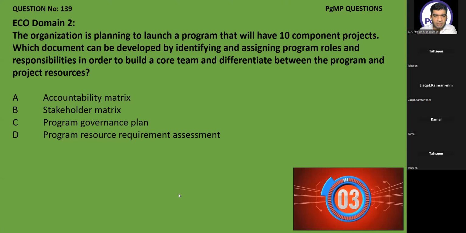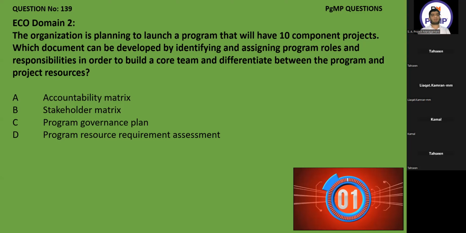Please read the question. Yes, sir. The organization is planning to launch a program that will have 10 component projects. Which document can be developed by identifying and assigning program roles and responsibilities, in order to build a core team and differentiate between the program and project resources?